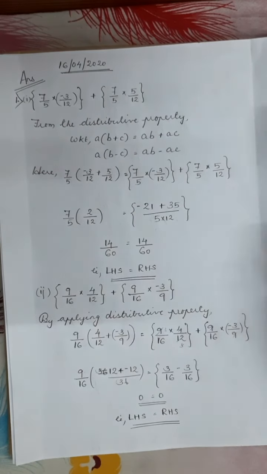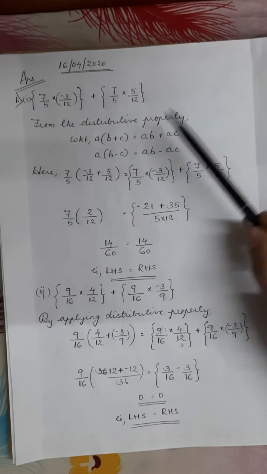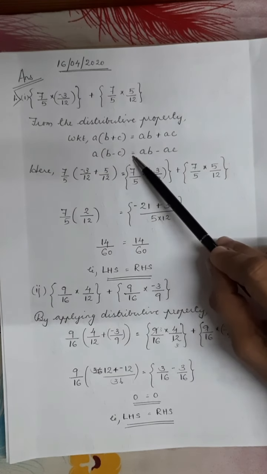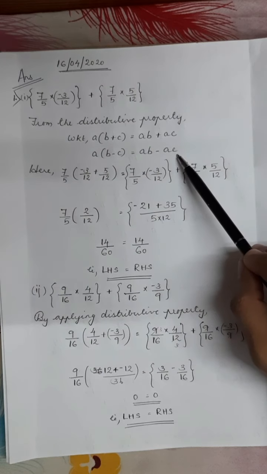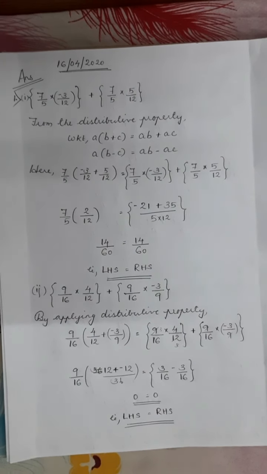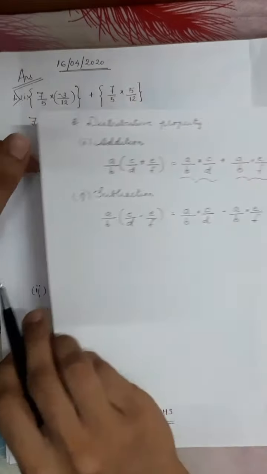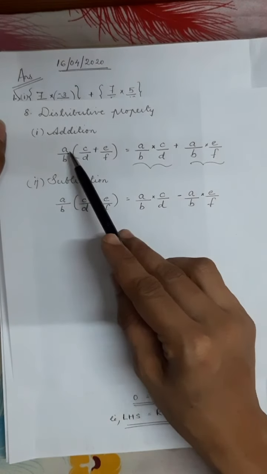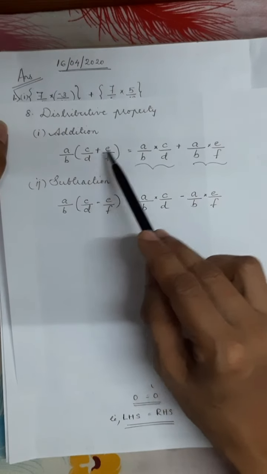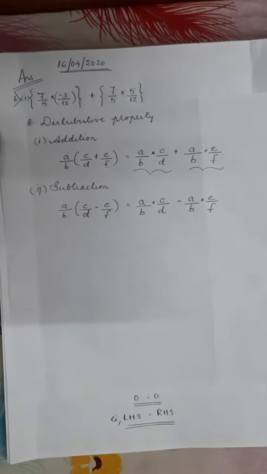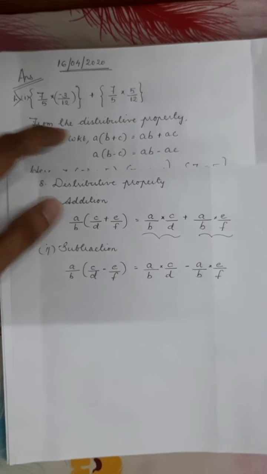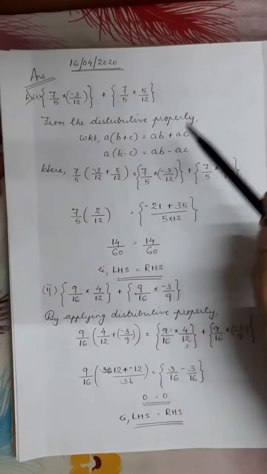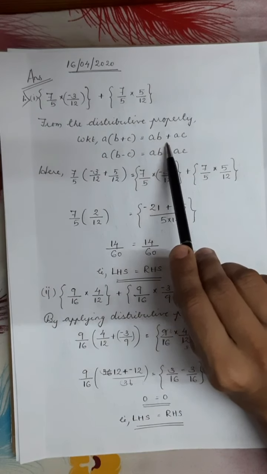So we know that from our distributive property, A into B plus C is equal to AB plus AC and A into B minus C is equal to AB minus AC. Right? So last day while teaching I gave you this in the form of rational numbers only. Here, for our ease, I have written A, B, C instead of A by B, C by D, E by F. That's it. Don't get confused with what I have written here and what I have taught you. Both are the same. So distributive property: A into B plus C equals AB plus AC.